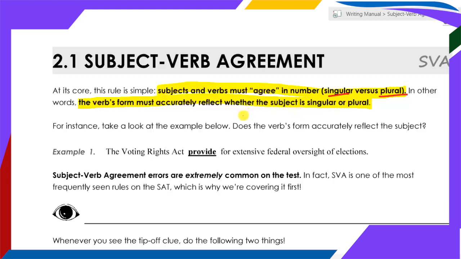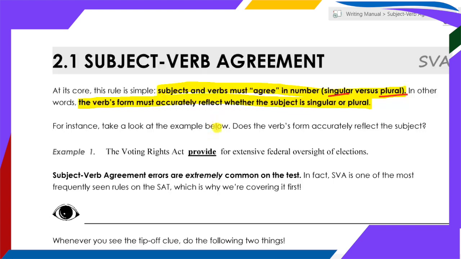If we take a look at example 1, we'll see a relatively straightforward example of subject-verb agreement. Go ahead and read through example 1. If you want to pause the video at any point to read a sentence through and try the example on your own, that's perfectly fine. So example 1 says, the Voting Rights Act provide for extensive federal oversight of elections.